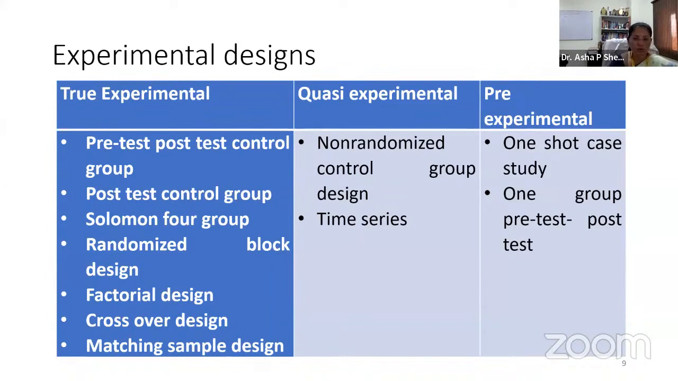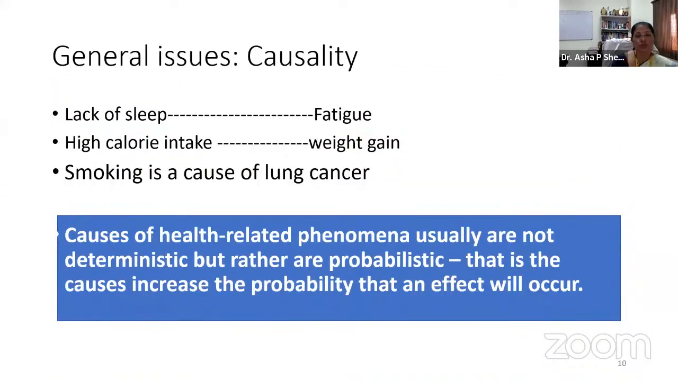Okay. And most of the time in nursing studies, we use that. So experimental designs have been developed for a variety of studies, usually for examining causality. Now let's look at some of the general issues, that is, what is causality in an experimental study?